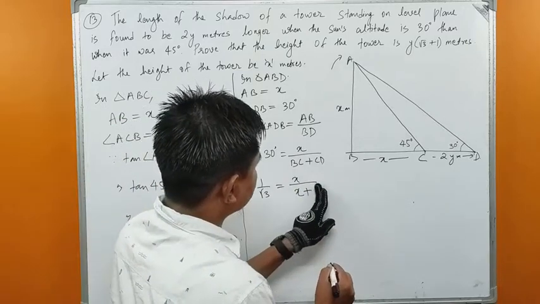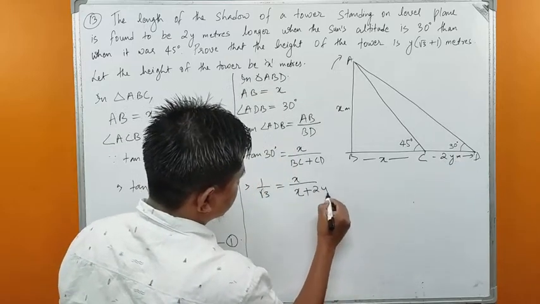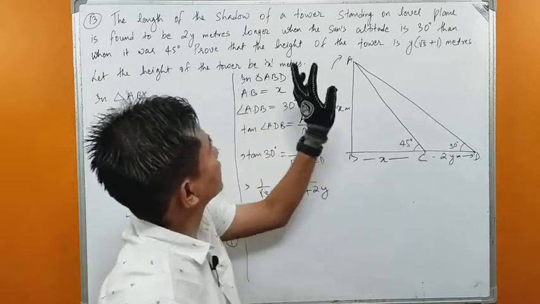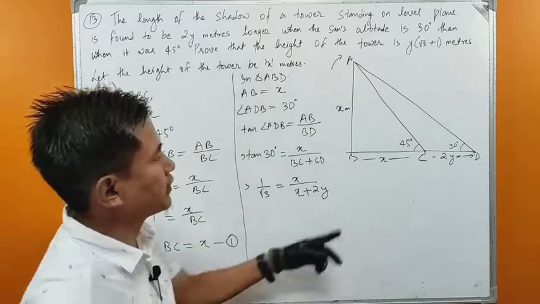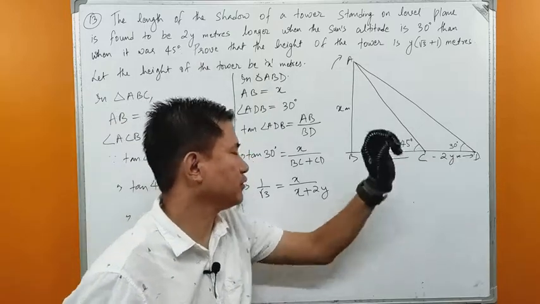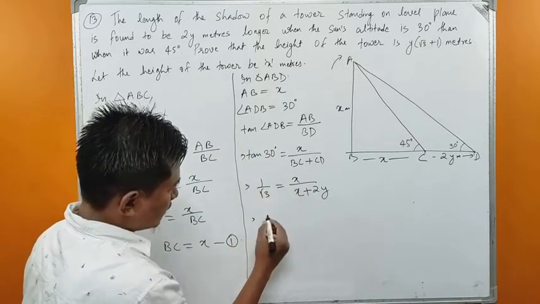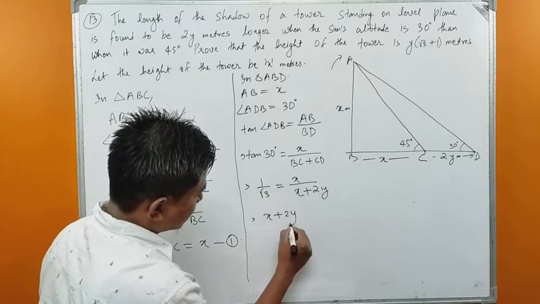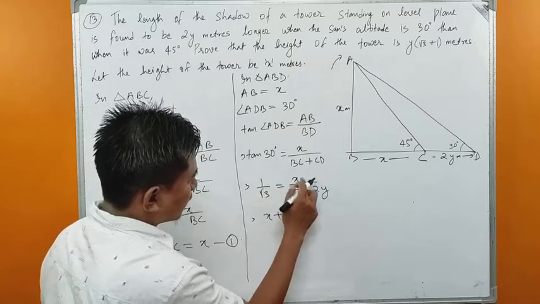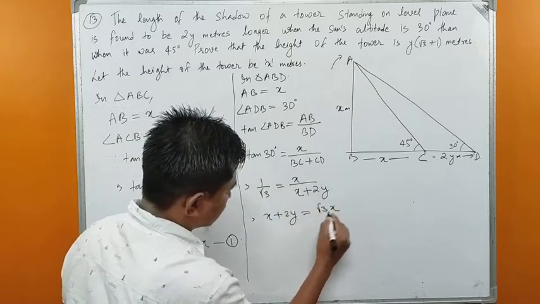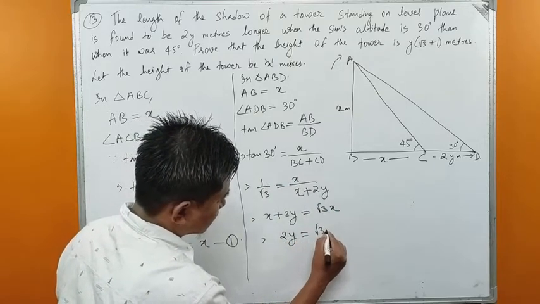Oh, CD, we have the value of CD, isn't it? What is CD? CD is 2y. CD is 2y meters. This is given, isn't it? The length of the shadow extends 2y meters when the altitude changes from 45 degree to 30 degree, isn't it? So let us cross multiply this. x plus 2y into 1, x plus 2y equal to root 3 into x, root 3x.